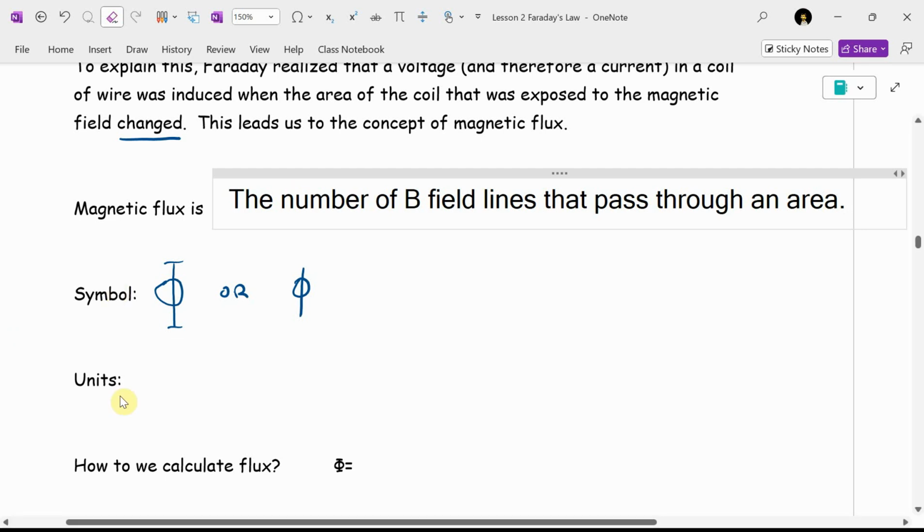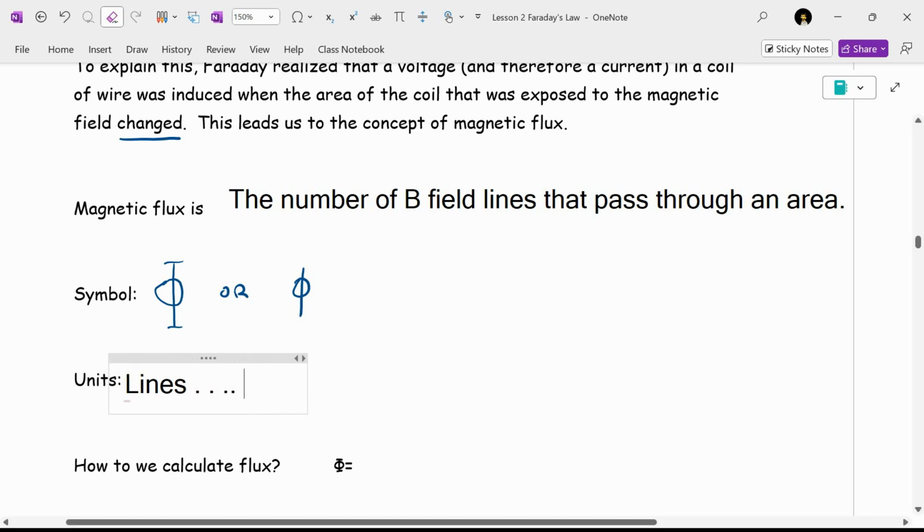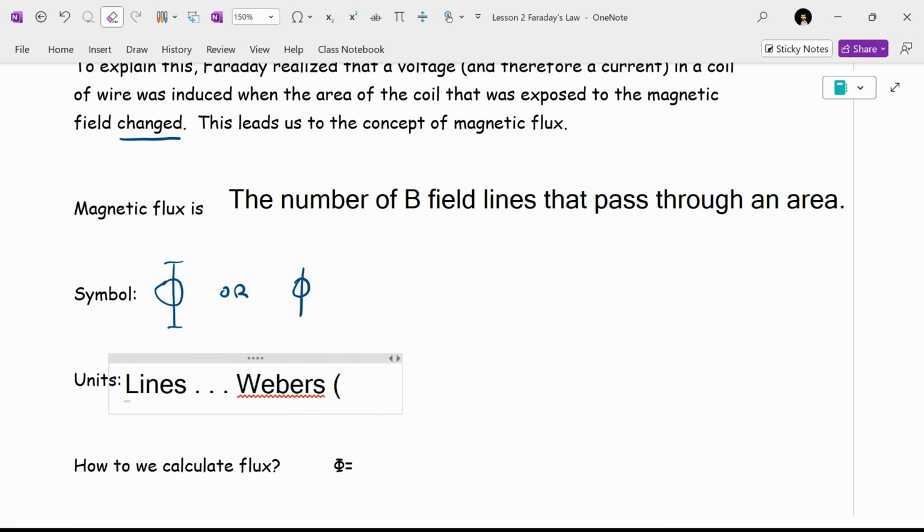What are the units for flux? Well, there's all sorts of types of flux. We're specifically talking about magnetic flux, but there's also light flux, energy flux, electric field flux. All flux is measured in lines because it's the number of field lines, but magnetic flux specifically is measured in Webers, symbol capital W, lowercase b. Magnetic flux is measured in Webers.